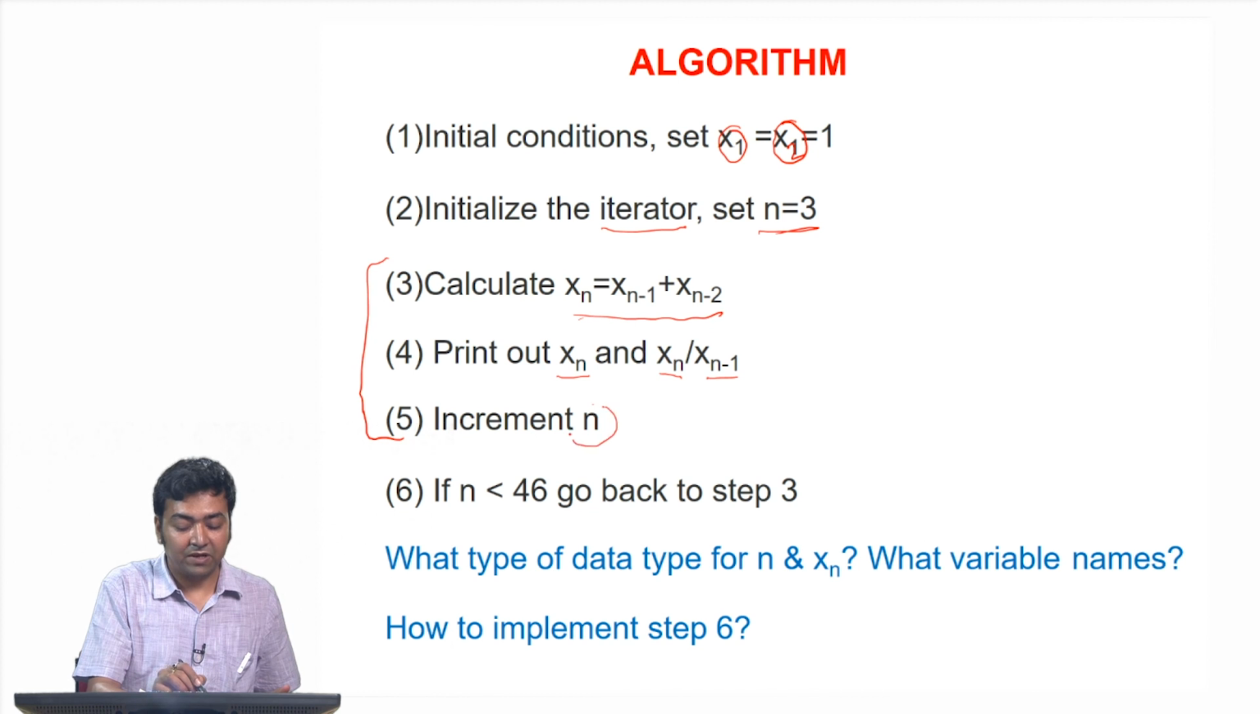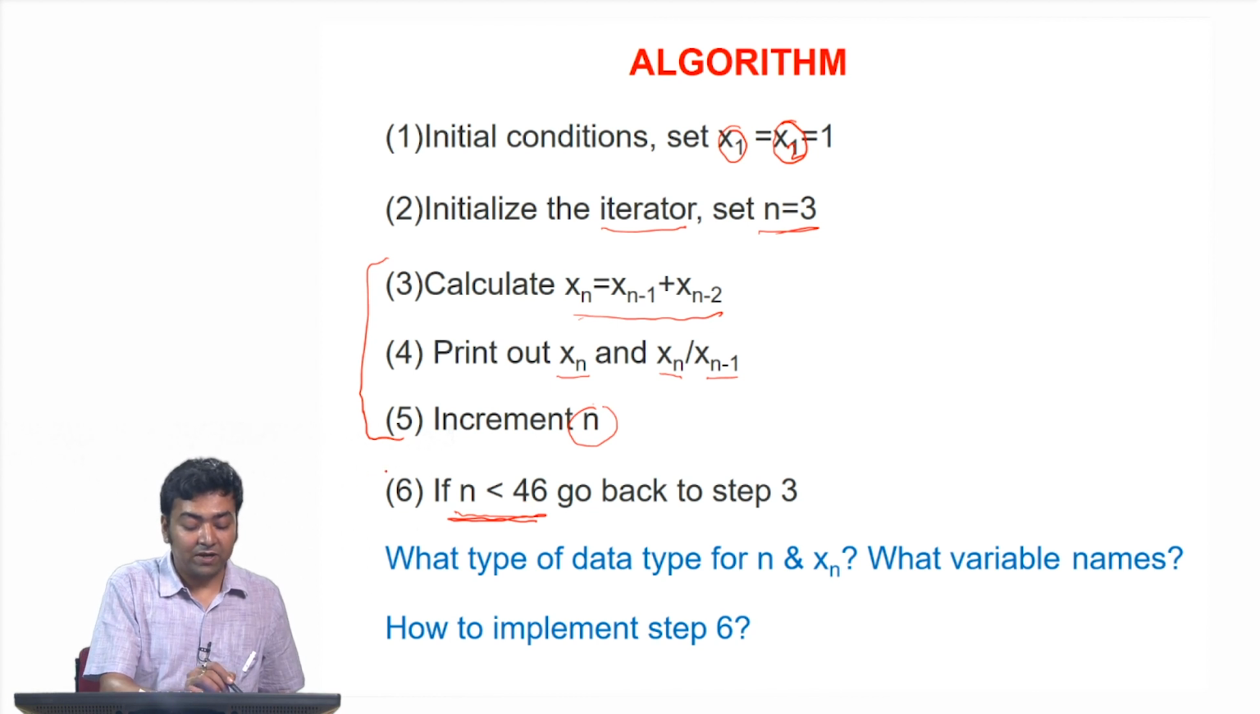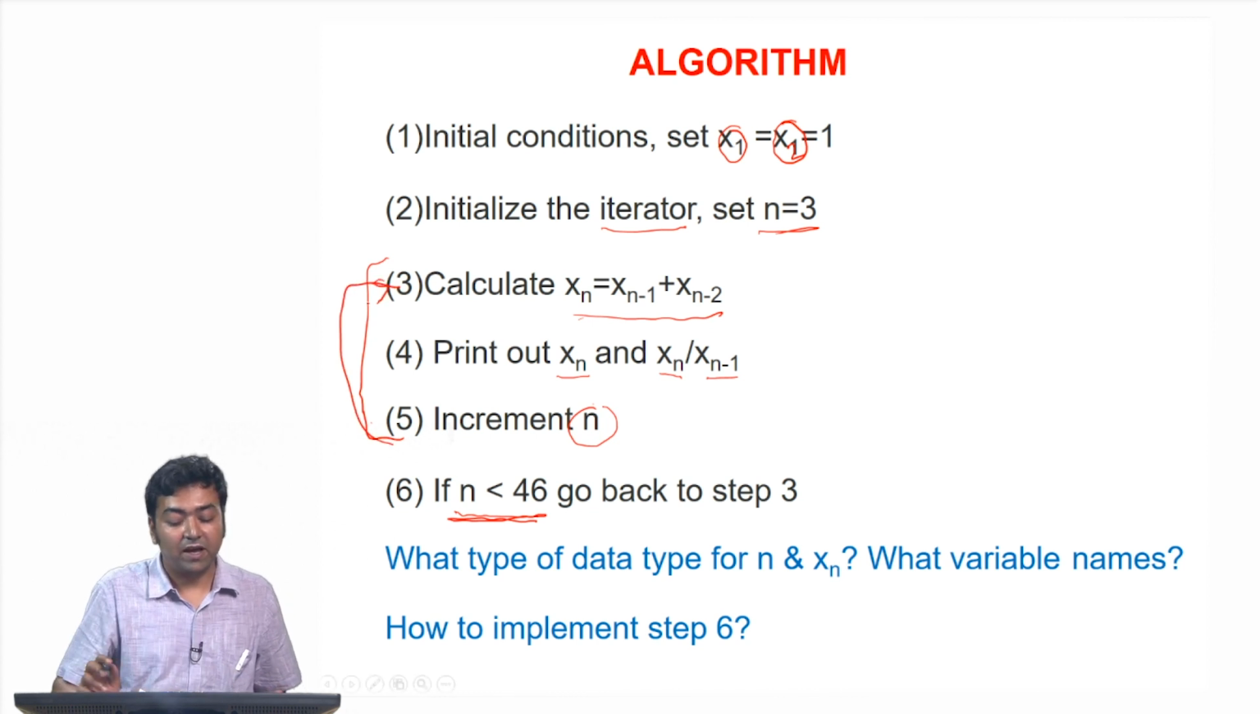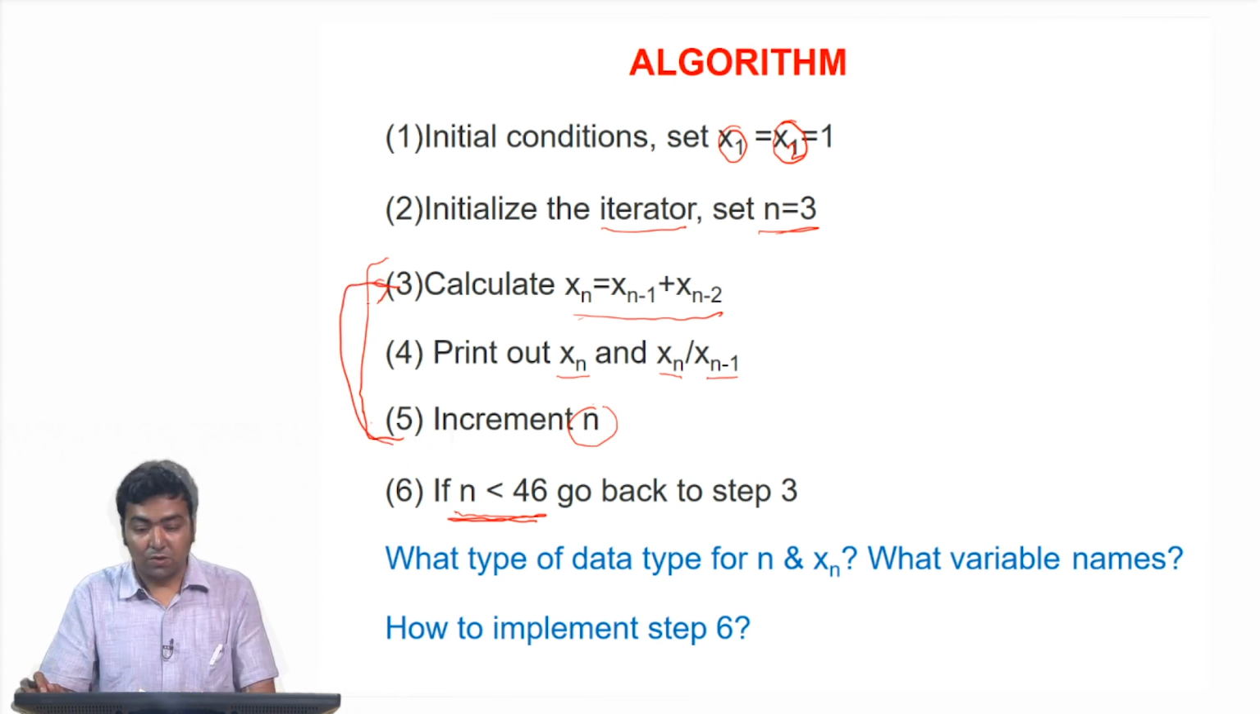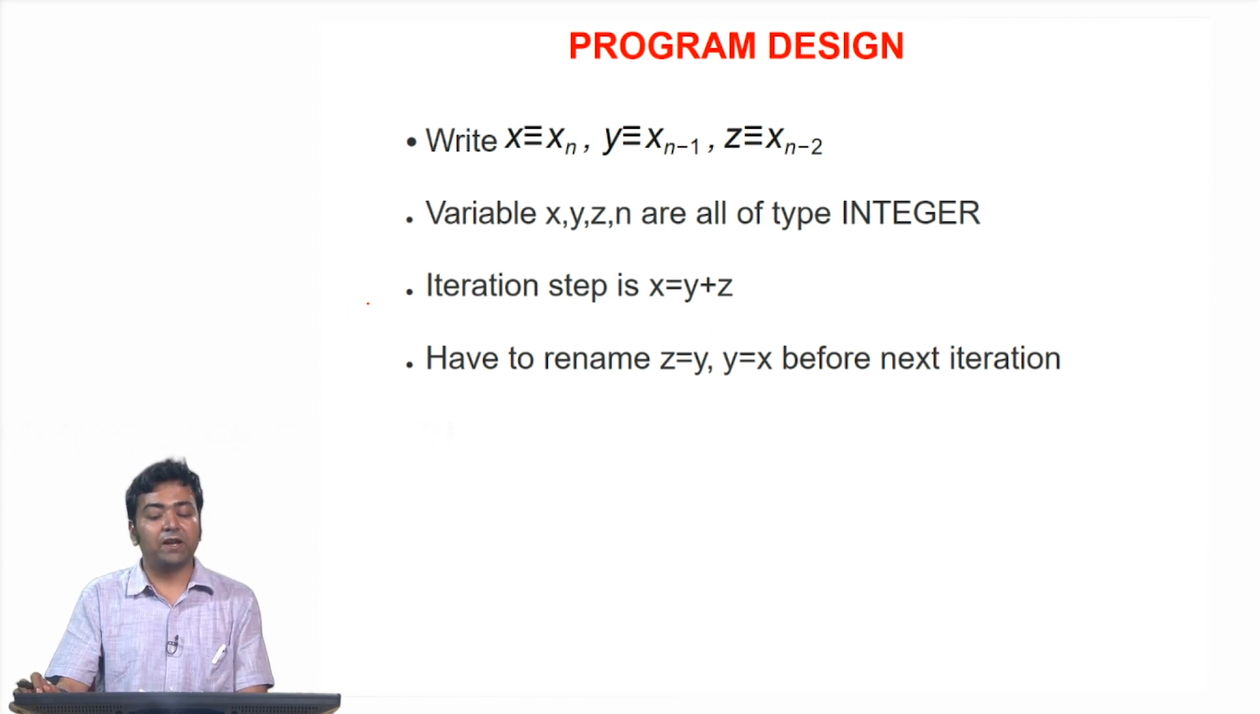And once we have done this increment, what we need to tell the program is: carry on this till the value of n is less than 46, and once you reach this point, you need to go back to step number 3 and do the same process. So, what will the program design look like?